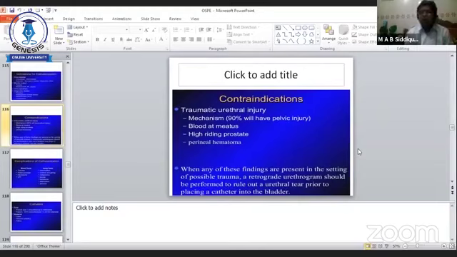So when any of these findings are present in the setting of possible trauma, a retrograde urethrogram should be performed to rule out a urethral tear prior to placing a catheter into the bladder. But if you introduce a catheter at this time, sometimes the incomplete rupture may become complete.